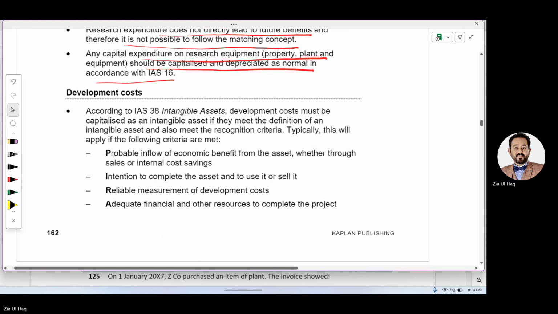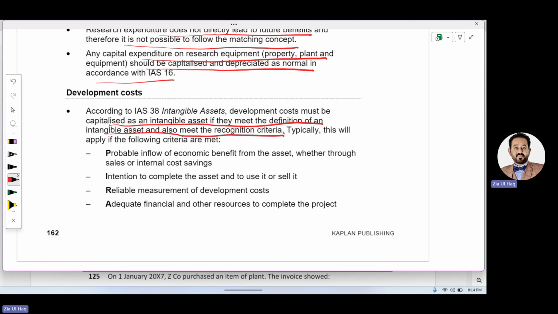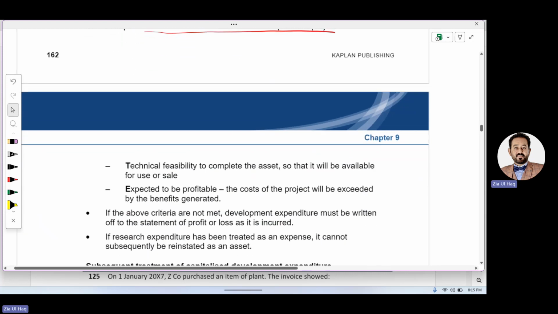Development cost must be capitalized as an intangible asset if they meet the definition of an intangible asset and also meet the recognition criteria. What is the criteria? Probable inflow of economic benefit, meaning commercial viability, intention to complete the asset or use or sell it, reliable measurement of the cost, adequate financial resources are available. What could be the other? Technical feasibility, and expected to be profitable.